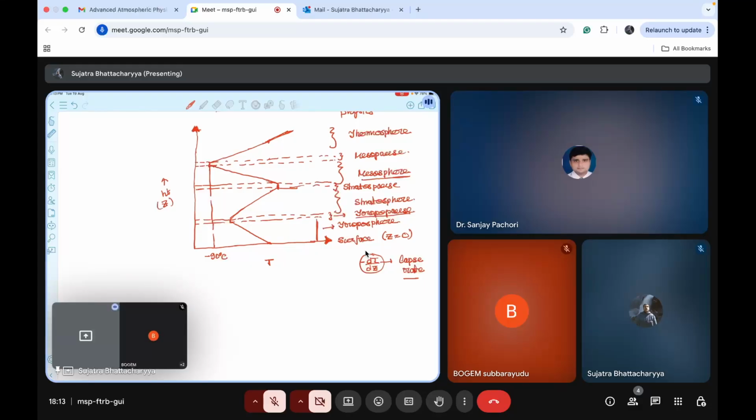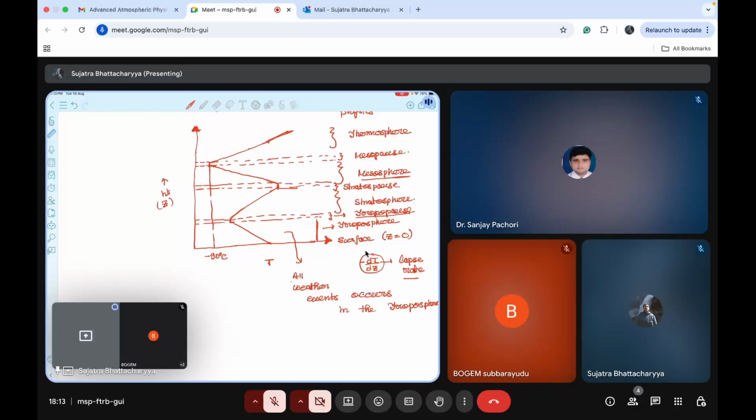So all weather events which we see occur in the troposphere, because of the heating, of course, and the wind-driven circulations. The wind-driven circulations also occur in the stratosphere, but they are very weak.